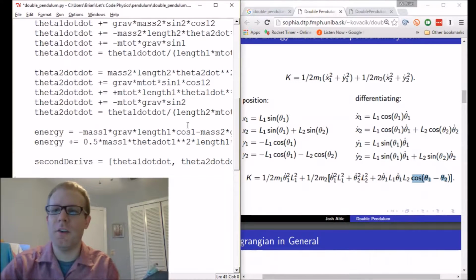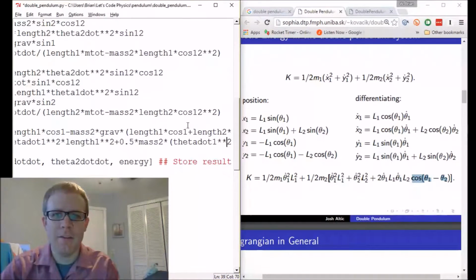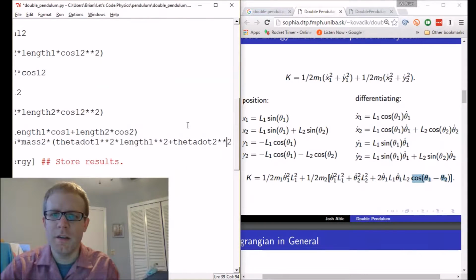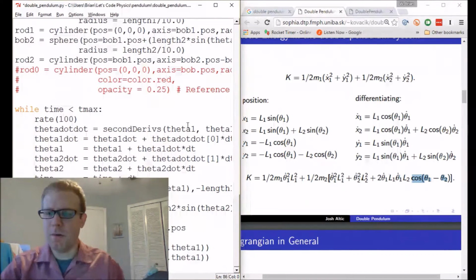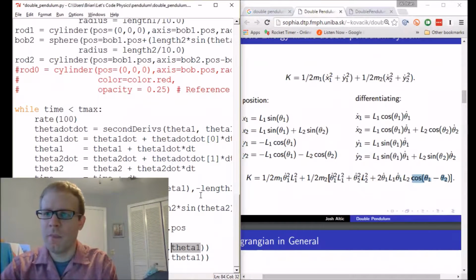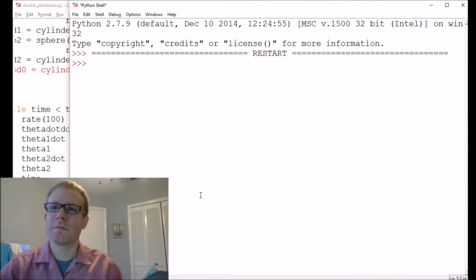Okay, so there's the total energy. 1/2 M1, theta dot 1 squared, length 1 squared plus 1/2 mass 2, theta dot 1 squared, length 1 squared plus theta dot 2 squared, length 2 squared. And we just confirmed that this one's correct. Okay, so here's what we're going to do: instead of graphing theta, we're going to graph theta dot dot of 2, because that's now being returned as the energy to us.